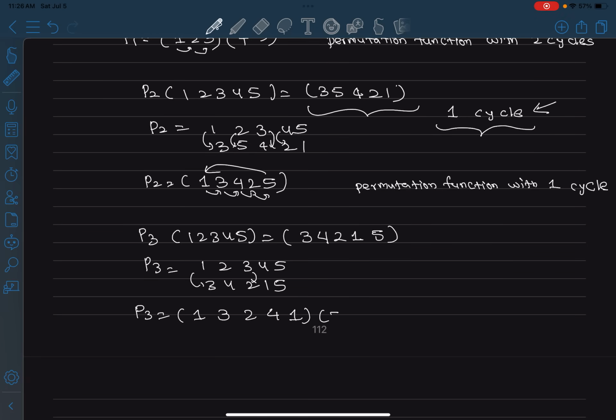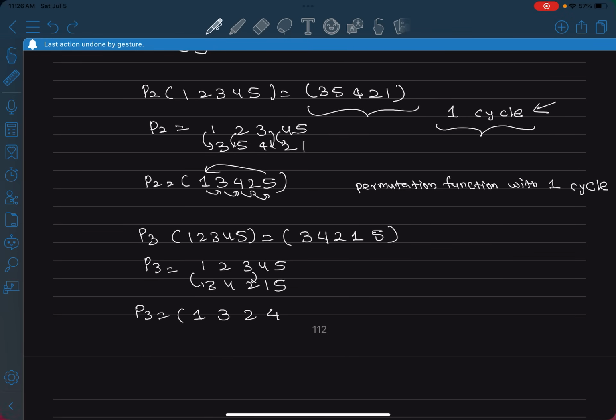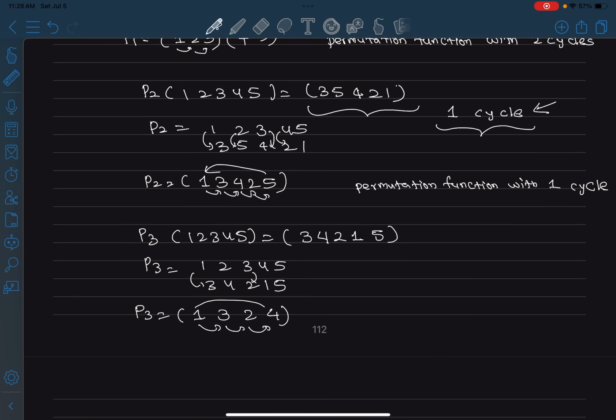Okay, I need to write this 1 after 4 because that's implied: 1 goes to 3, 3 goes to 2, 2 goes to 4, 4 goes to 1, and then 5 is alone. So this is a permutation function with 2 cycles, okay? I guess now you are used to the idea of cycles, right?